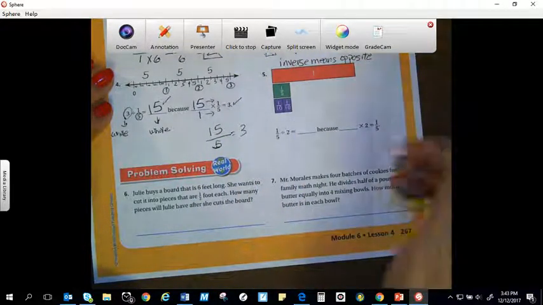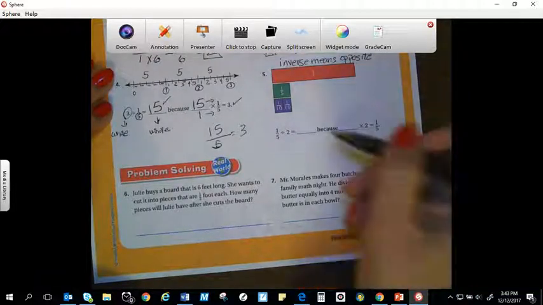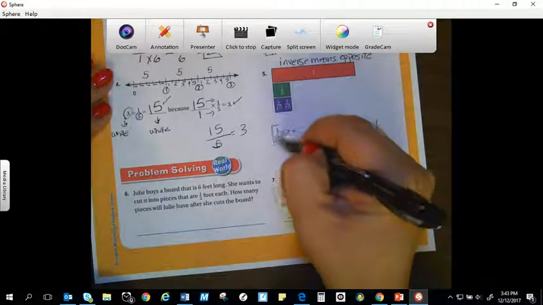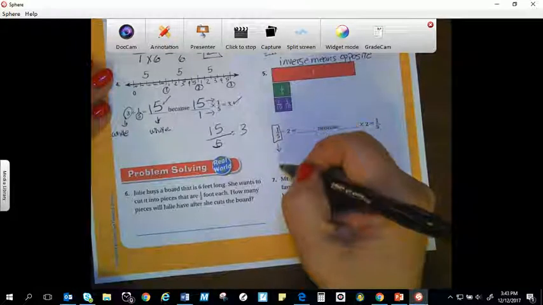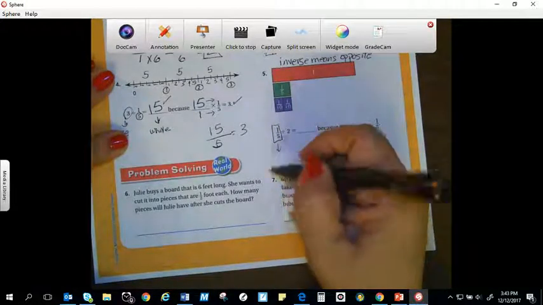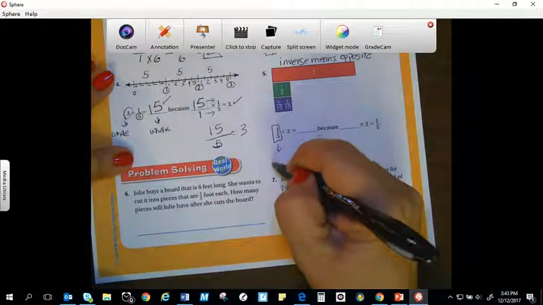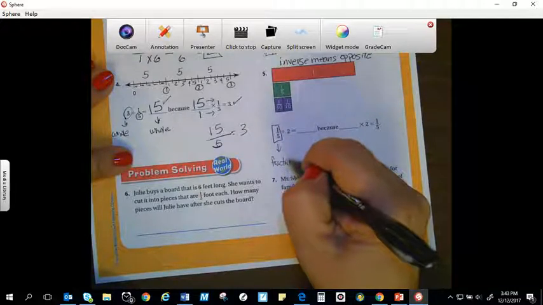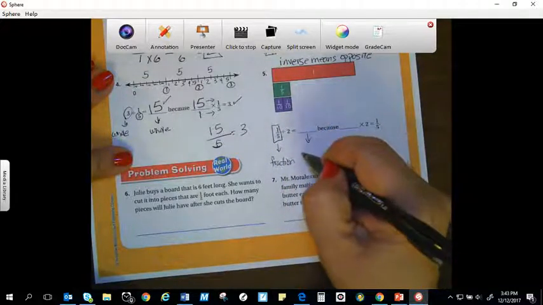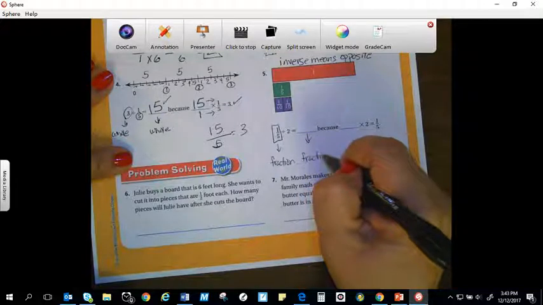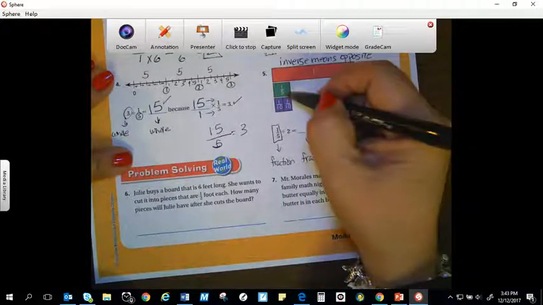Okay, because on the back page, we're going to show you why. All right, so now I have 1/5. I'm starting off with a unit fraction. So this is a fraction. Therefore, my answer will end up in a fraction. So it says I only have 1/5.